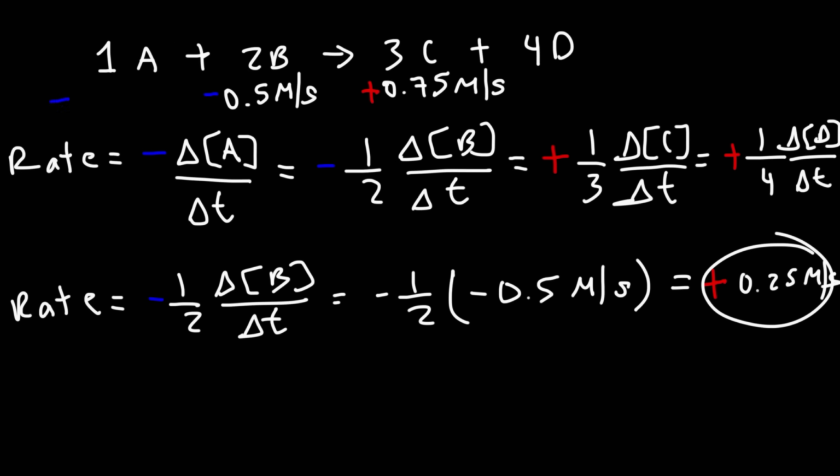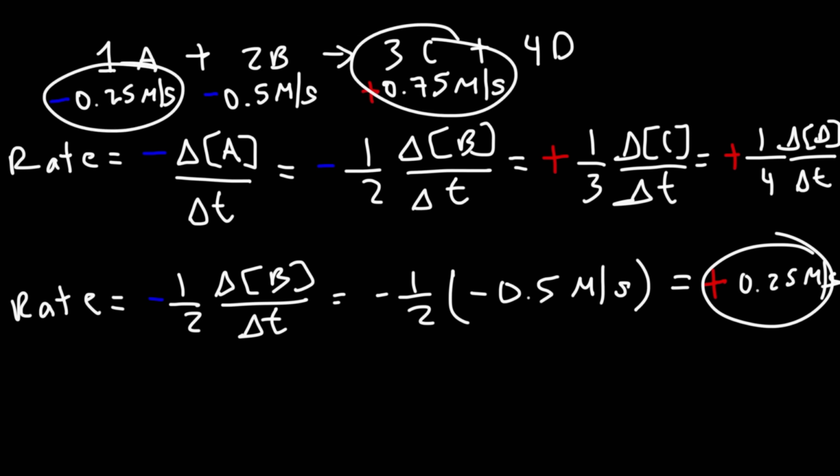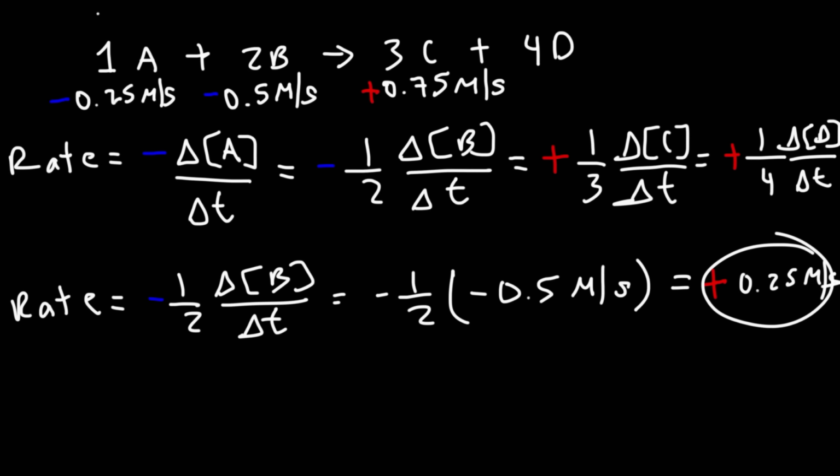So the rate of disappearance and the rate of appearance for each species is going to be proportional to the coefficients in front of them. As you can see, C has a change in concentration per change in time that's 3 times the amount relative to A, because the molar ratio is 1:3.